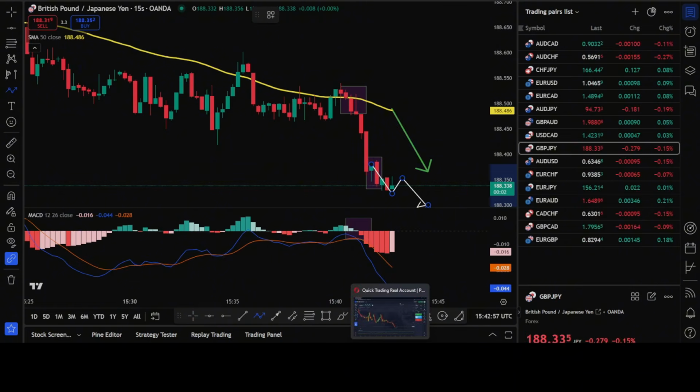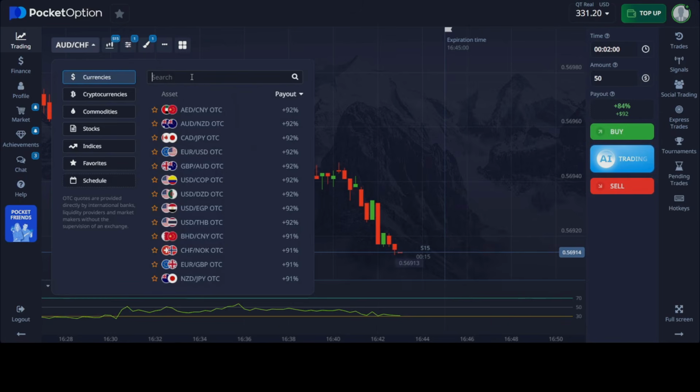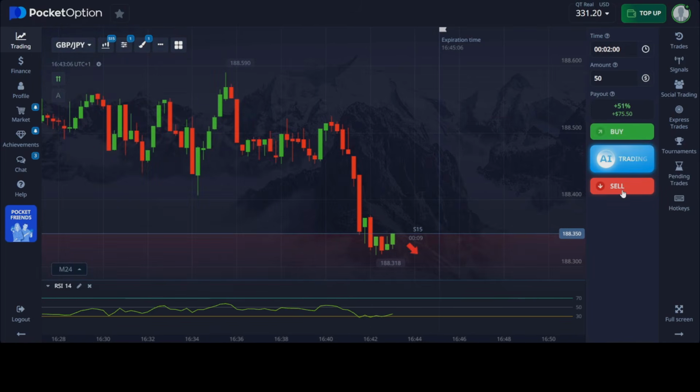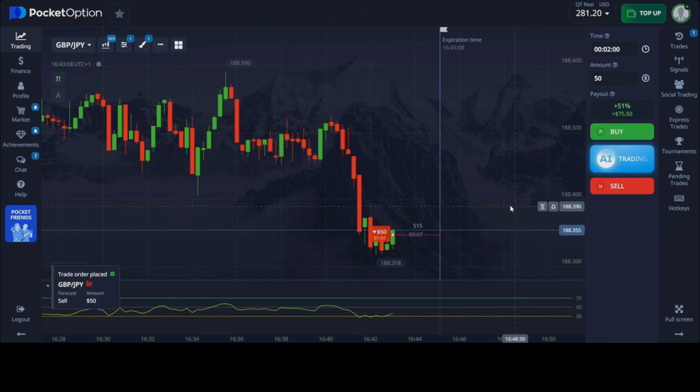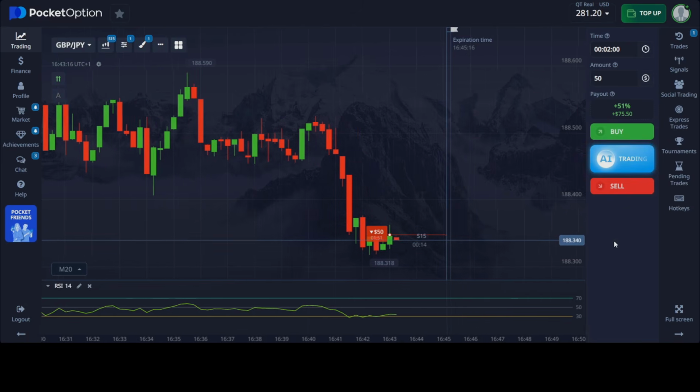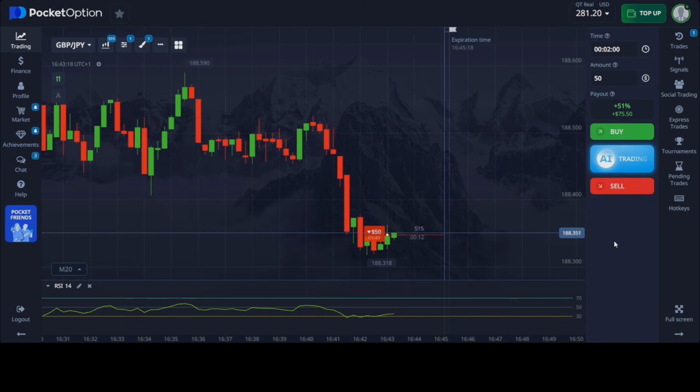Just in case, I also consider potential local corrections. A white arrow marks a possible upward pullback before the next drop, offering a great entry for a sell trade at a better price. I see a clear downtrend confirmed by SMA 50 and MACD, so I confidently enter a sell trade with a $50 investment.